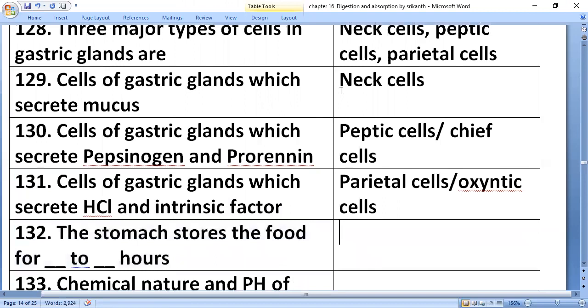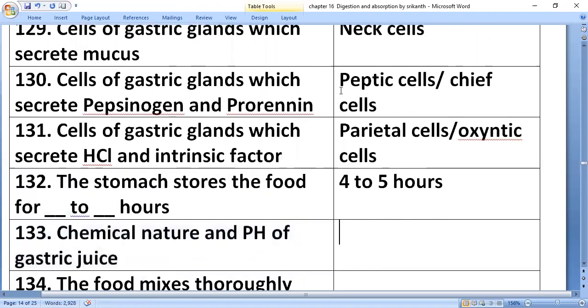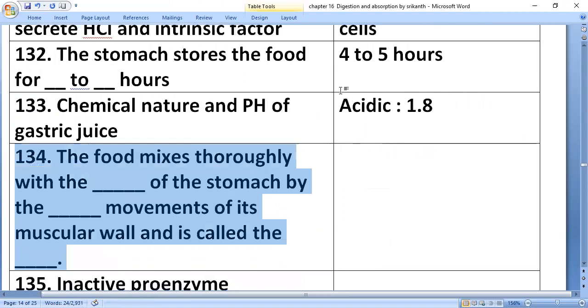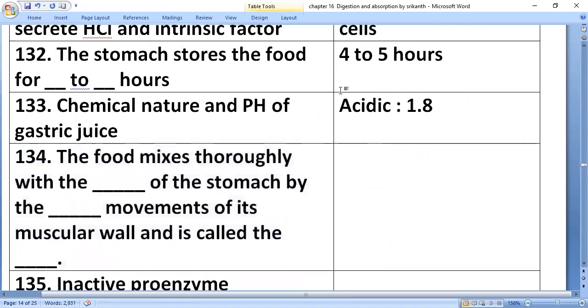The stomach stores the food for 4 to 5 hours. Chemical nature and pH of gastric juice: the chemical nature is acidic and the pH is 1.8. The food mixes thoroughly with the acidic gastric juice.